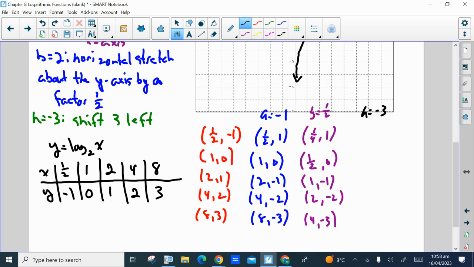So we are going to subtract 3 from our x value. So 1/4 take away 3 would be 1/4 take away 12 quarters. 1 minus 12 is negative 11 quarters. 1/2 take away 3 would be 1/2 take away 6 halves. 1 take away 6 is negative 5 halves. 1 take away 3 is negative 2. 2 take away 3 is negative 1. And 4 take away 3 is positive 1.